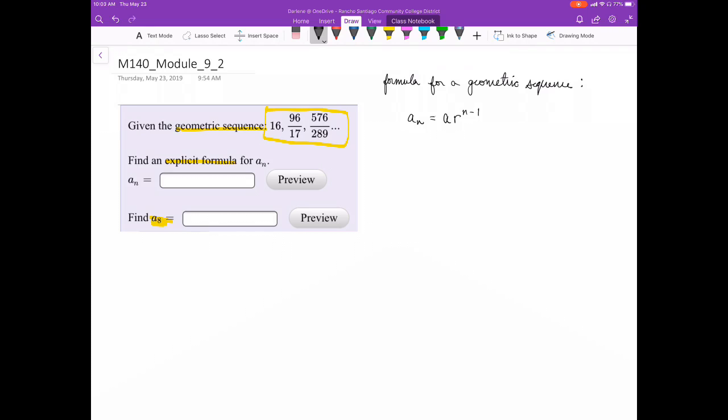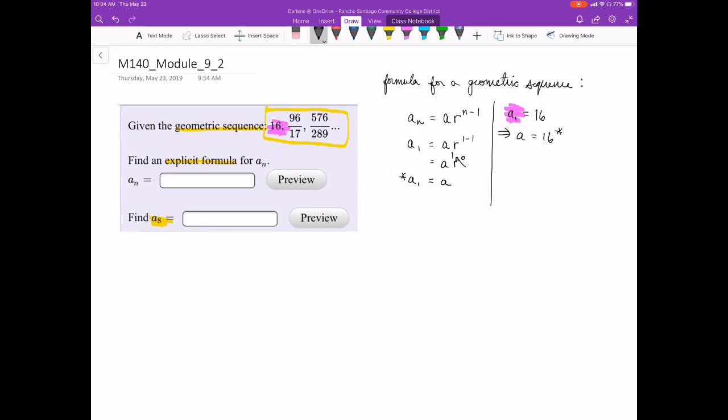So I do know a couple of things. I do know that a sub 1 is equal to a r to the 1 minus 1, which ends up being a itself, right? Because the ratio r to the 0 is 1, and so a sub 1 will always equal a. So this means since a sub 1 in our sequence is equal to 16, this implies that a is equal to 16.